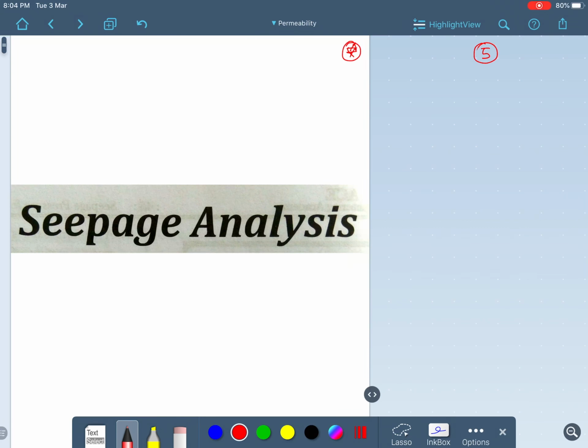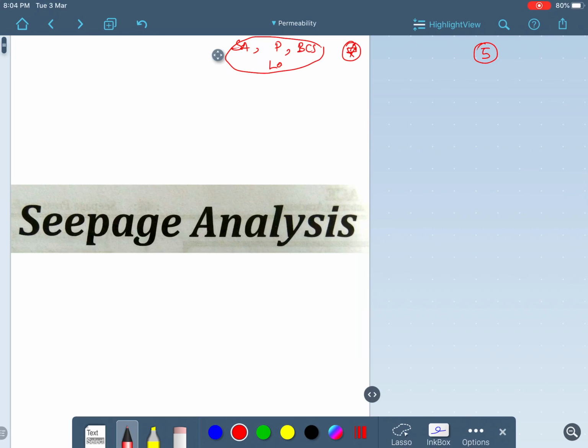Fine. So first of all, from the exam point of view, this is the most important thing. Normally there will be one question from this seepage analysis topic, then permeability, then bearing capacity of the soil, then lateral earth pressure. All these units are very important. This is one of the important topics which I am going to discuss now.